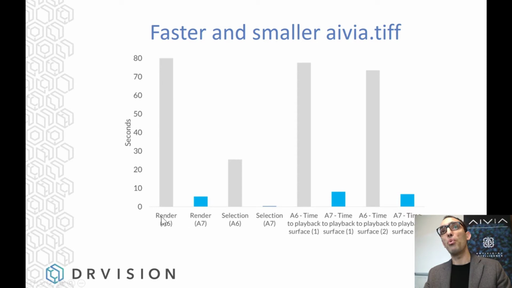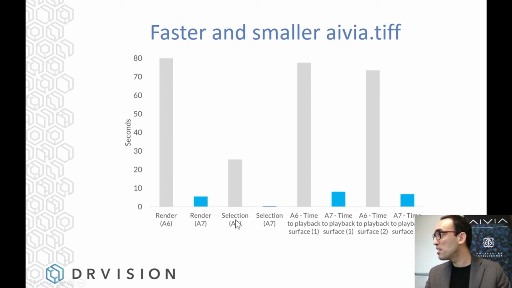And you can see here rendering itself, on average, was taking 80 seconds. It's now taking less than 10 seconds, something like 7 seconds. So that's the speed improvement. You can see it's very, very significant there, just for the rendering.